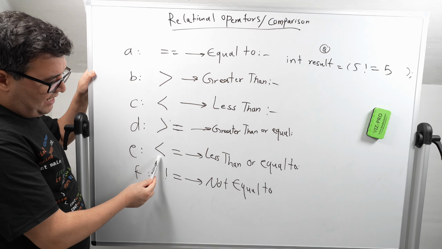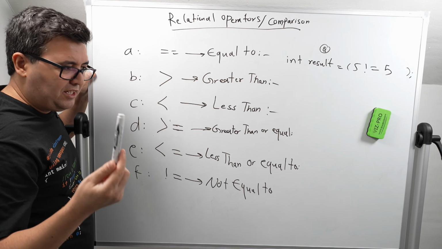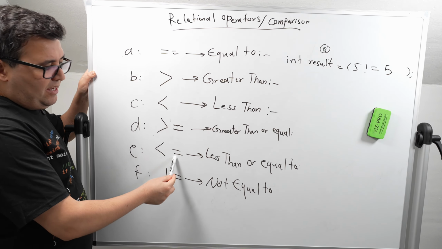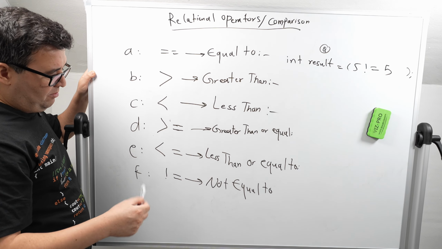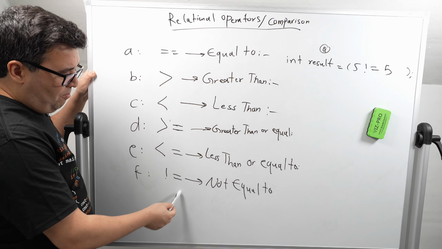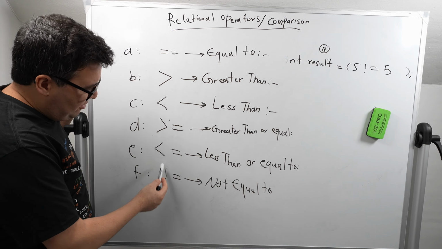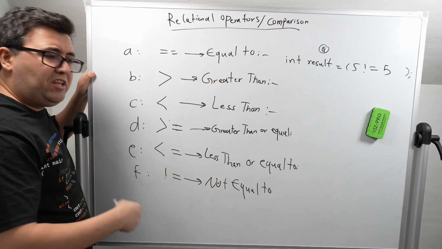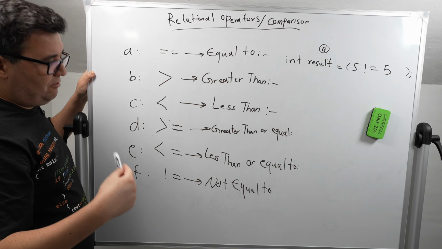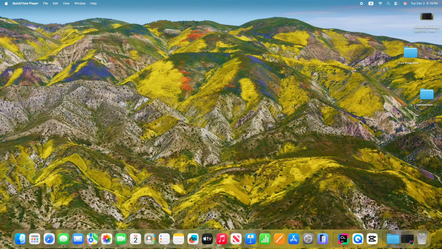Then we have less than or equal to, which checks either the first value should be less than the second value and the result should be true, or the first value should be equal to the second value, so the result should be true. And we have not equal to, which compares two values together. If the first value is not equal to the second value, in this case the result is true. Otherwise, if the first value is equal to the second value, the result will be false. So these are called comparison operators.